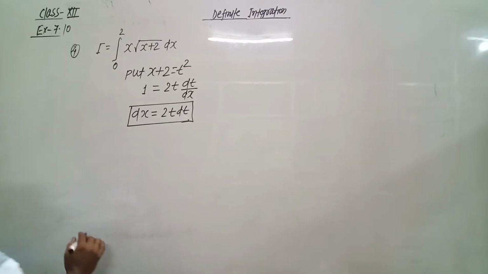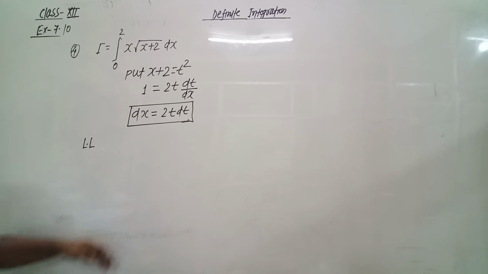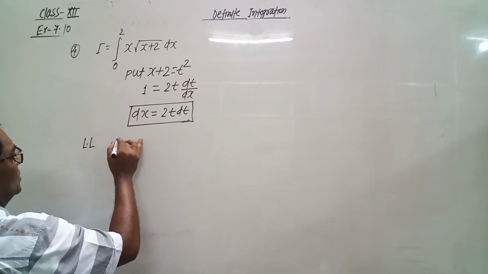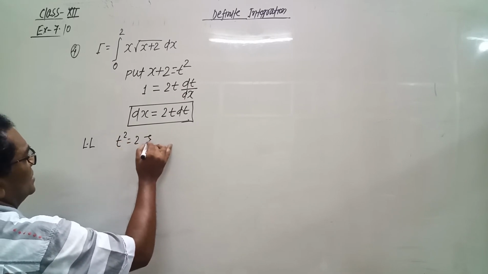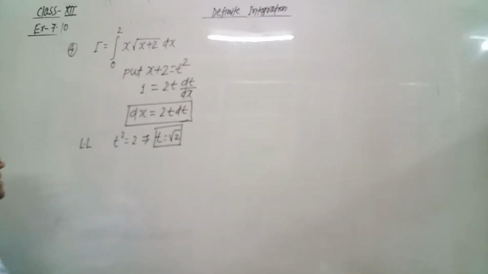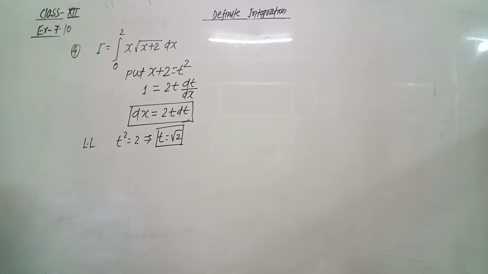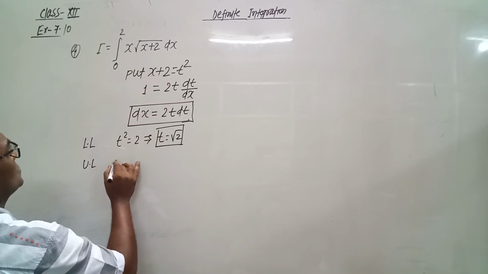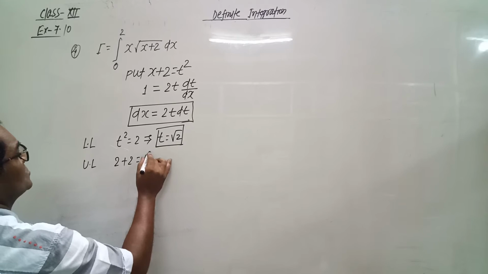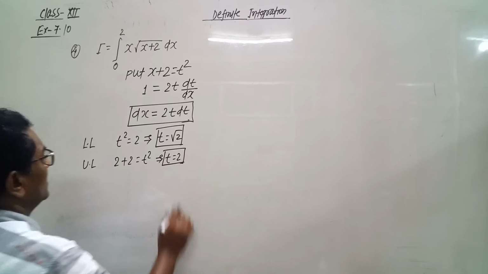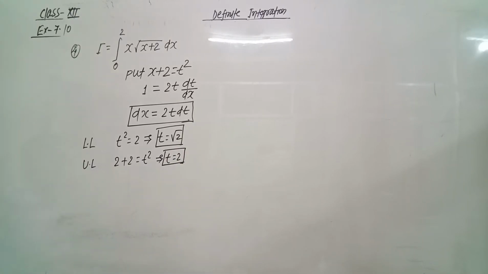Now we change the limit. For the lower limit, we put x equals 0. So 0 plus 2 is 2 and t square equals 2. So we get t equals under root 2. This is the lower limit. And for the upper limit, put x equals 2. So 2 plus 2 equals t square, and t square equals 4. Then we get t equals 2. So upper limit 2 and lower limit root 2.